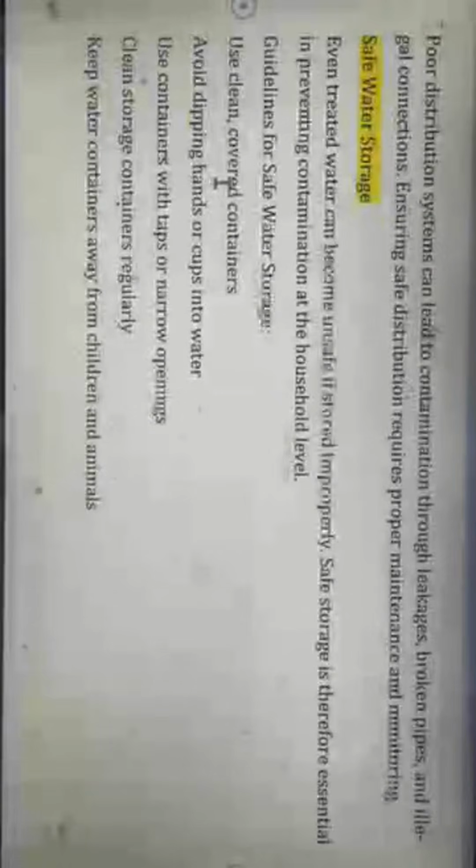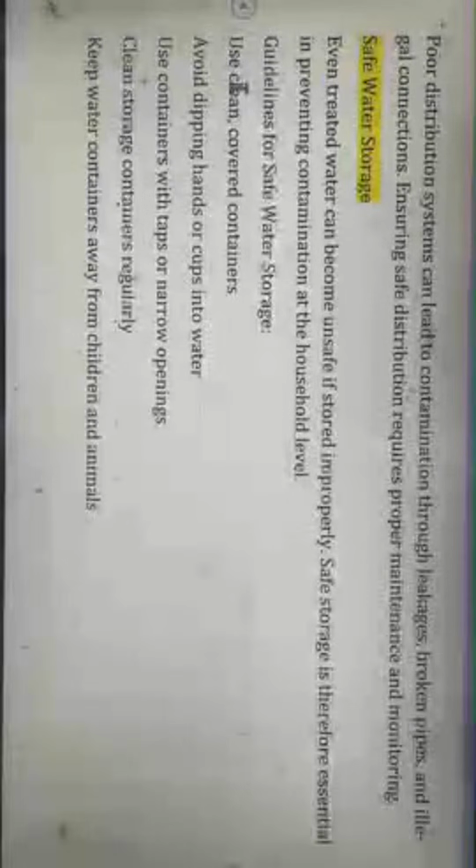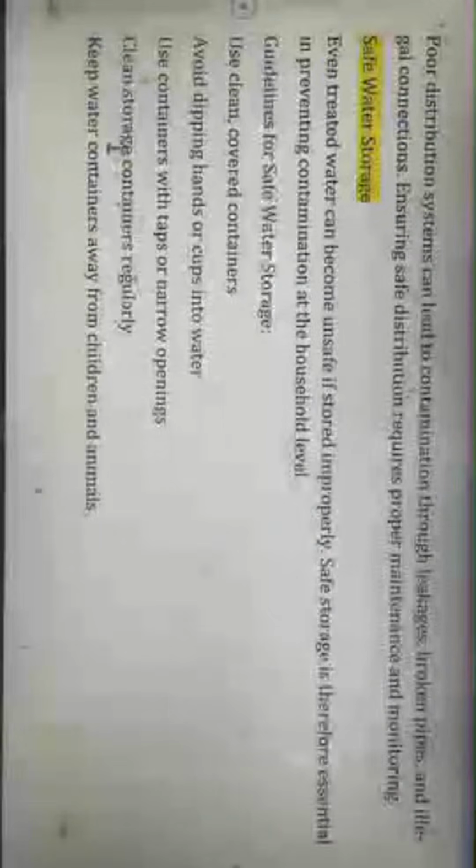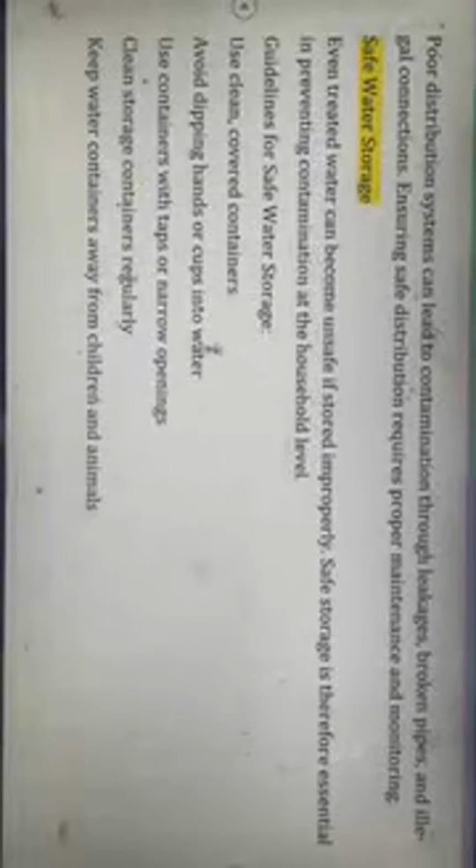Are we together? So how do we store water? What are your advice that you will give to patients to store water? Use covered containers, avoid dipping hands or cup into water, use taps or narrow openings, very important. Clean storage containers regularly.